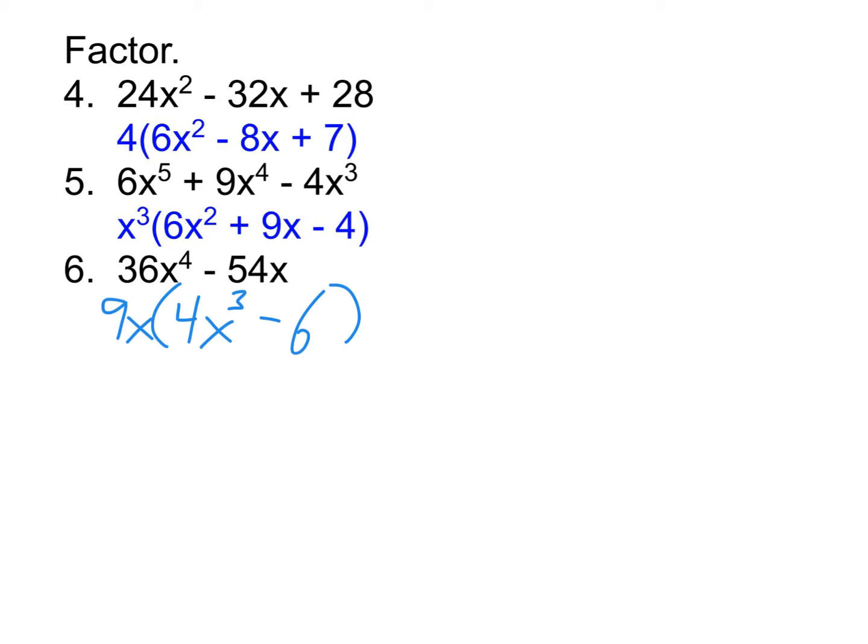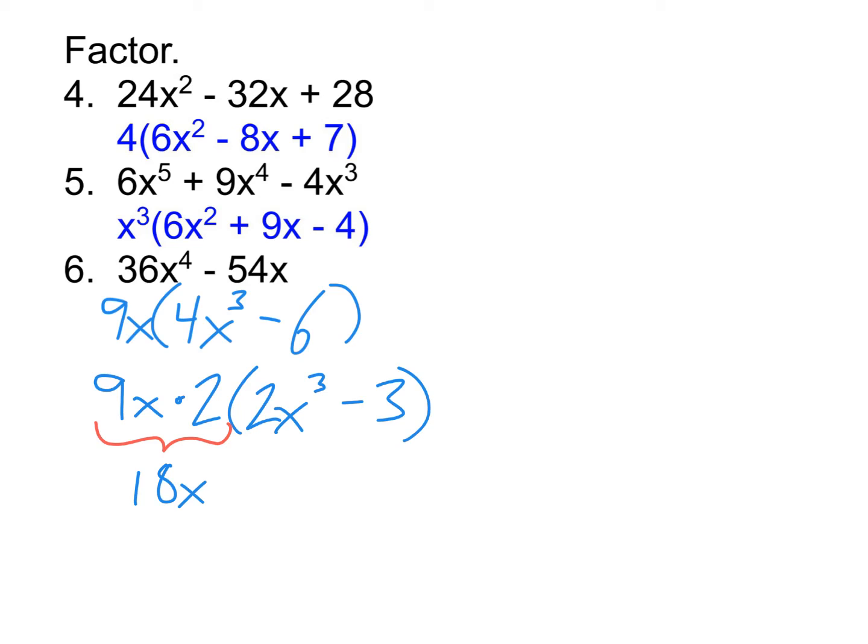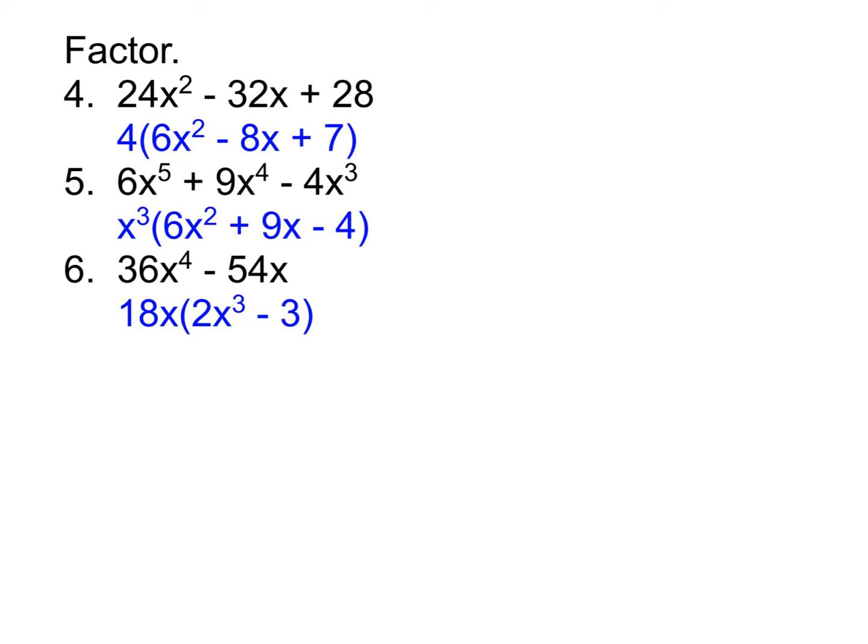So I'm going to now pull another 2 outside of this. So the 9x is now going to be times 2. And now inside the parentheses, divide them by 2. So 4x cubed divided by 2 is 2x cubed. Minus 6 divided by 2 is 3. And of course, I do want to actually simplify that part that's on the outside, the 9x times 2. So that gives me 18x. And then the inside is unchanged because all I did there was simplify the part that was outside. And so I end up with a final answer of 18x times 2x cubed minus 3.